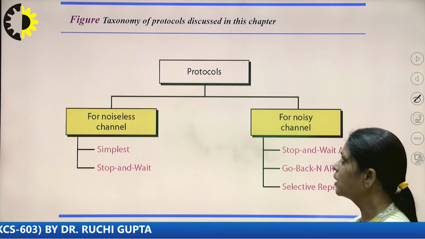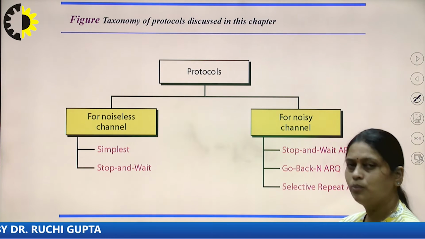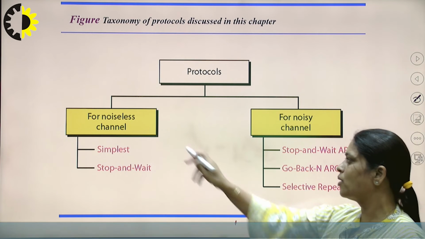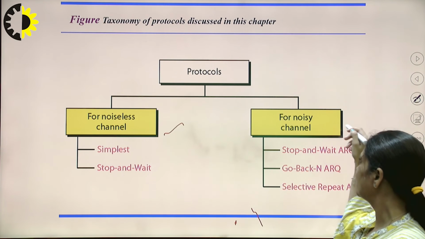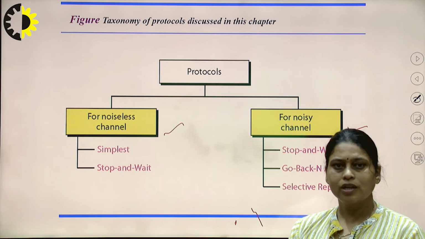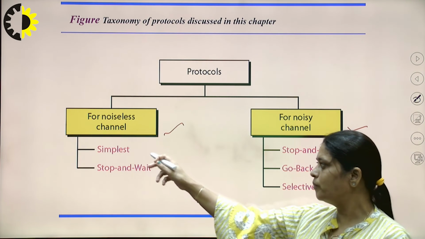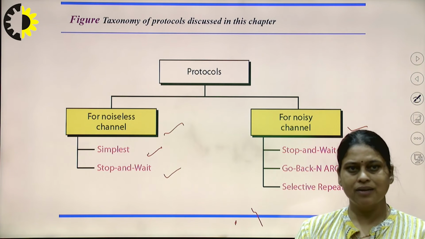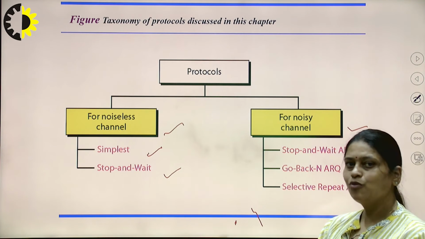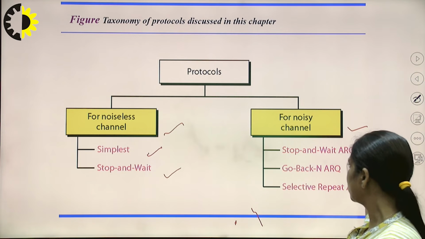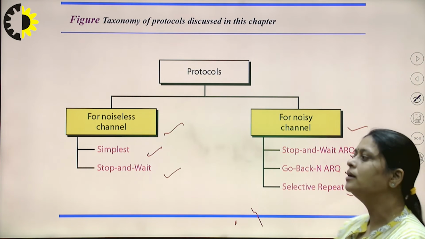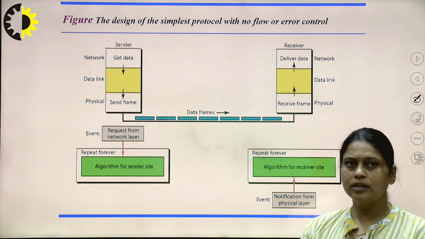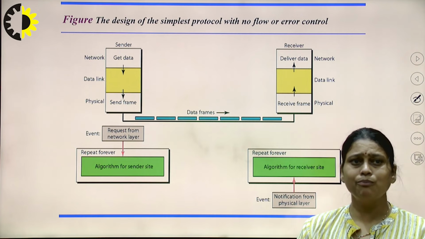If we are talking about the protocols, there are two main categories: one for the noiseless channel and the second for the noisy channel. For the noiseless channel, we use two main protocols: the first is the simplex protocol, and the second is the stop and wait protocol. For the noisy channel, we use three protocols: stop and wait ARQ, go back ARQ, and selective repeat ARQ. So the first protocol is the simplest protocol.